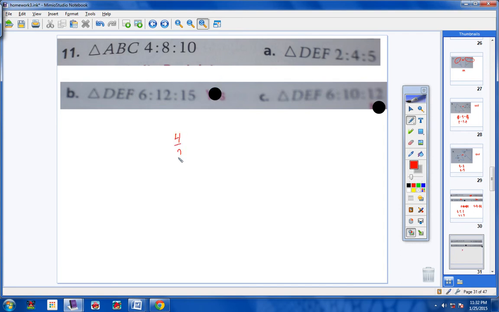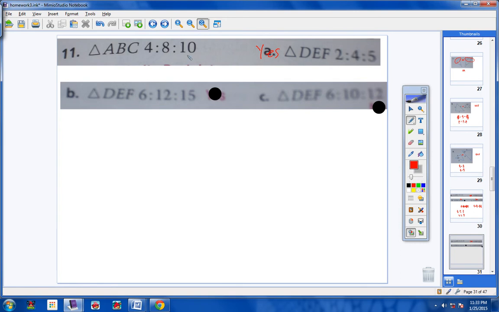4/2, 4/2, 8/4, 10/5. And obviously you get 2/1, 2/1, 2/1. So yes, this triangle here is similar to this triangle here. Alright, let's take a look at letter B here.